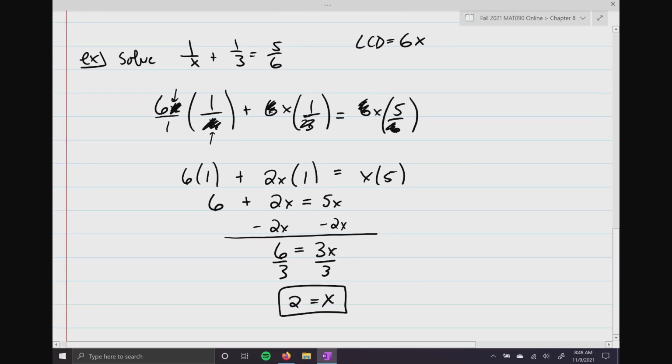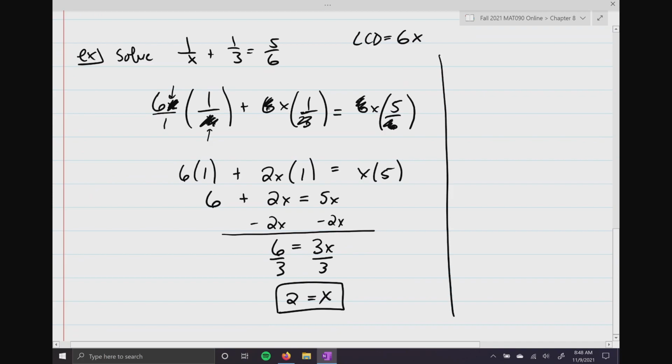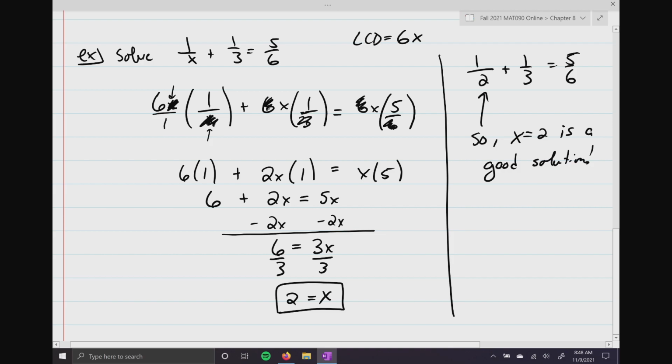But we got to remember here, we need to take this number 2 and substitute it back into the original equation. And the reason why we do that is because we want to make sure that when we substitute it back into the original equation, we don't get a 0 in a denominator. And in this case, we do not get a 0. So x equals 2 is a good solution. Okay? And that is how you do every single one of these problems. It's just sometimes that denominator is going to be a little bit different.